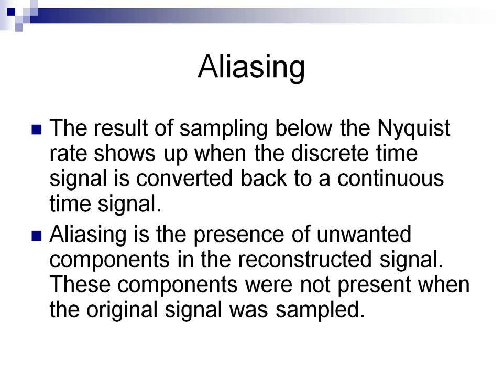So what is aliasing? This is the result of sampling below the Nyquist rate, and it shows up when the discrete time signal is converted back into a continuous time signal. In other words, when we sample the signal and convert it to a digital form, and then we take the digital form and convert it back to analog, do we get the same signal again? If we don't, then we have what's called aliasing. So aliasing is the presence of unwanted components in the reconstructed signal. These components were not present when the original signal was sampled.